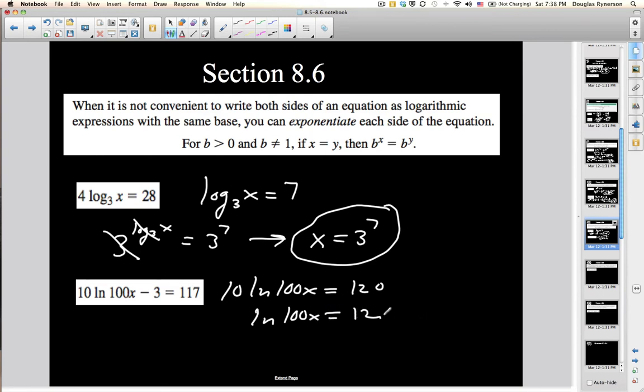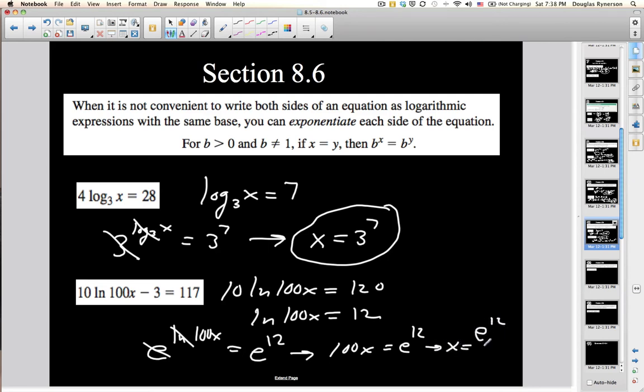And now I want to exponentiate either side. This is a natural logarithm, that's log base e. So I'll have e to the natural log of 100x power is equal to e to the 12th power. This eliminates that, and I just get 100x is equal to e to the 12th. So x is equal to e to the 12th divided by 100.